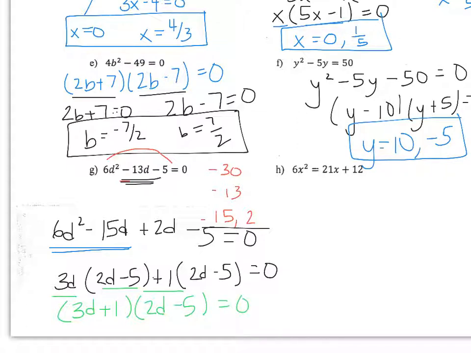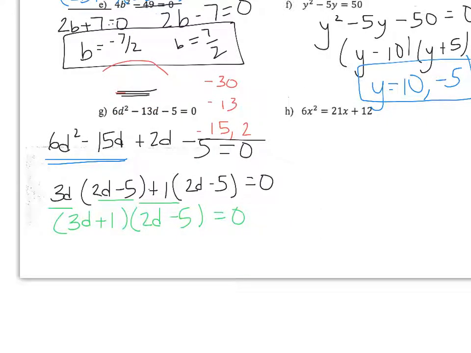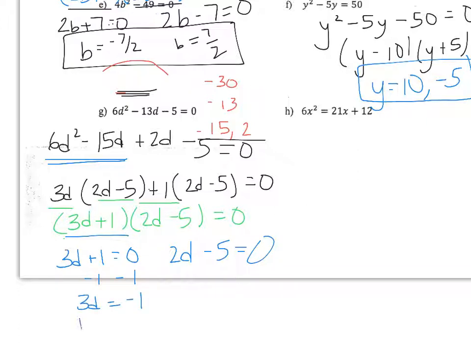So since I'm solving, I need to set each one of these equal to 0 by using the zero product property. So I set 3d plus 1 equal to 0, and 2d minus 5 equal to 0, and solve for d. So subtract 1, so 3d equals negative 1, so d equals negative 1/3. And then if I add 5 and divide by 2, d equals 5/2.